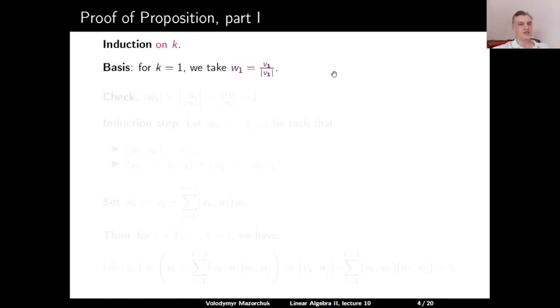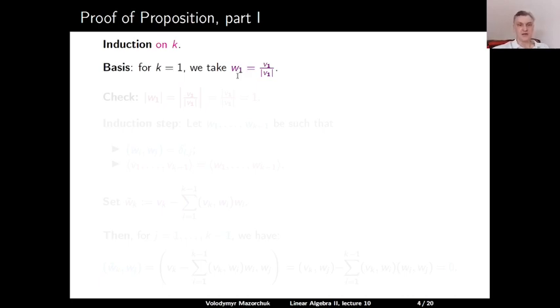The basis of the induction is the case k equal to 1. Note that by assumption the vector v1 is linearly independent. In particular, it must be non-zero, so it has non-zero length. So let us define the vector w1 to be v1 divided by the length of v1. Then the linear spans of these two vectors, v1 and w1, clearly coincide because these are two non-zero vectors which differ by multiplication with a non-zero scalar.